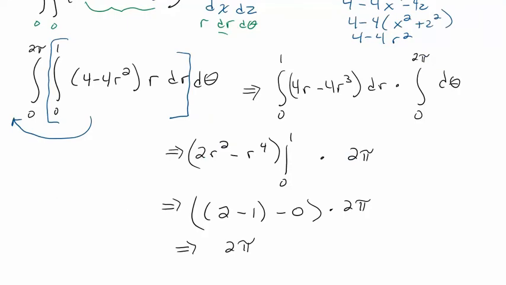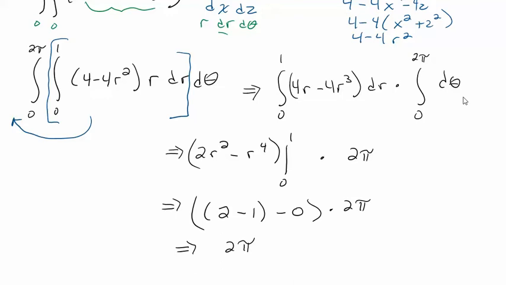Alright, how'd you do here? So you may have done this a different way, but you should have got 2 pi. I just took this guy out. This inner integral is not dependent on theta, so I separated it out as a constant times that.